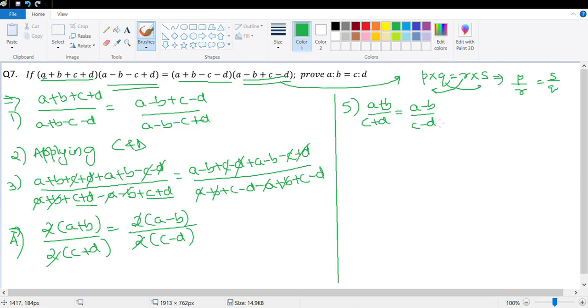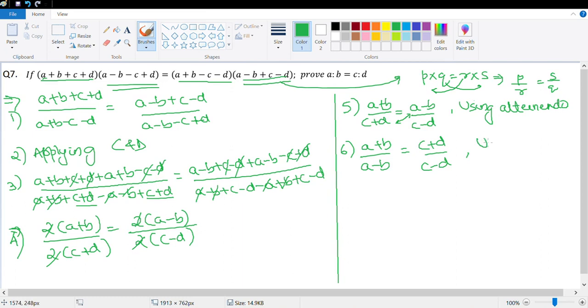I notice that we can apply componendo and dividendo here only if I bring c plus d in the numerator and I bring a minus b in the denominator. So this is using alternando. Alternando is when you want to move the numerator to the denominator of the other side, and what we get is (a plus b) upon (a minus b) is equal to (c plus d) upon (c minus d).